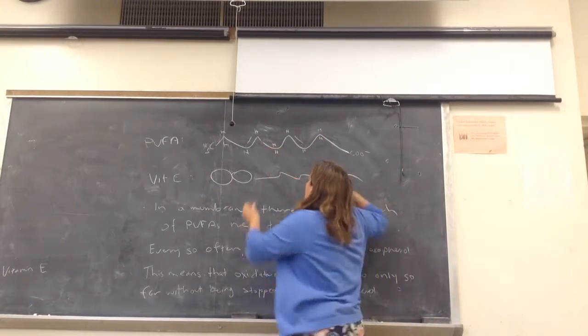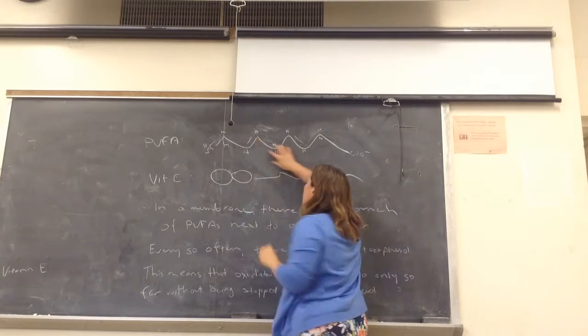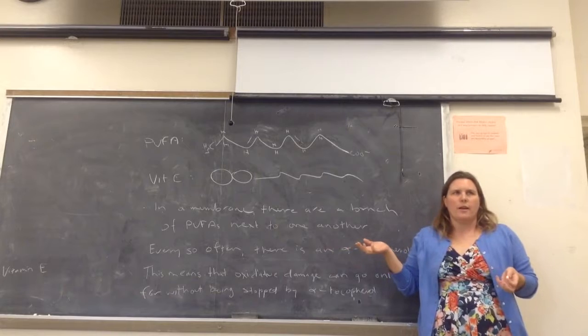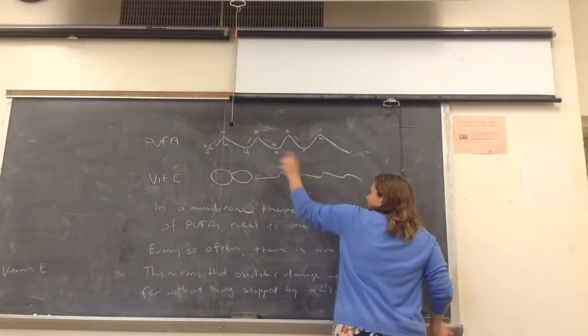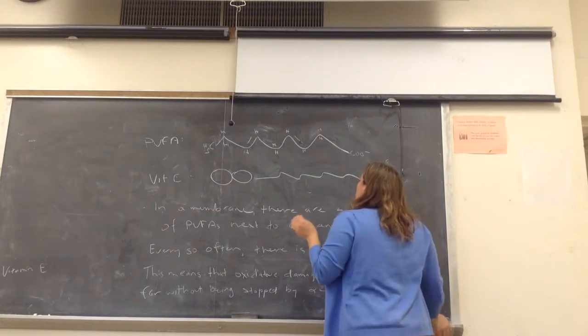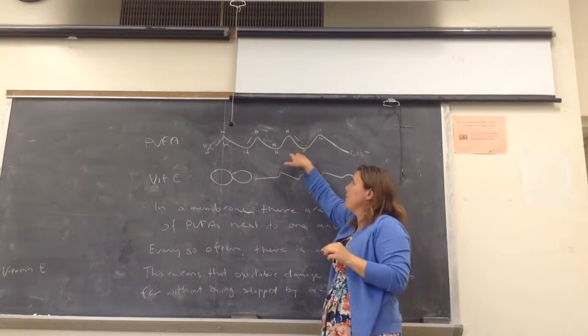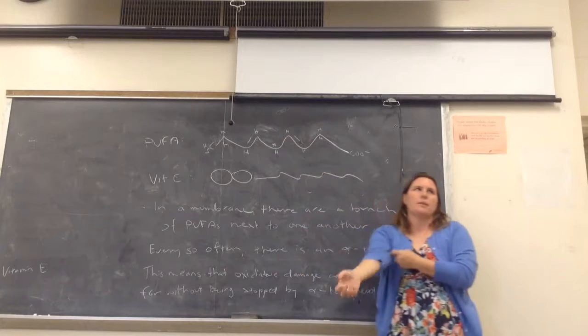Okay, so we have two double bonds. We have a double bond here, and we have a double bond here, which makes it a polyunsaturated fatty acid. Okay, and then we have our methylene carbon right here. So, at some point, here are these double bonds. This carbon is happy because it has 4, and this carbon is happy because it has 4.